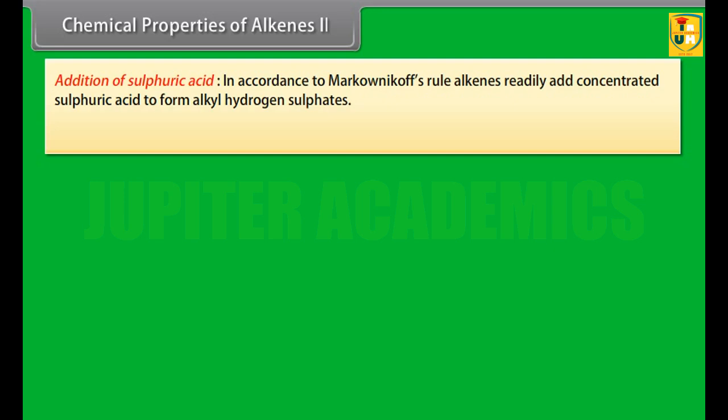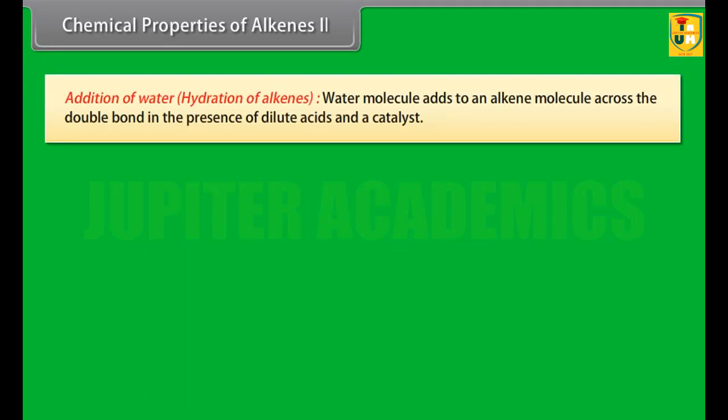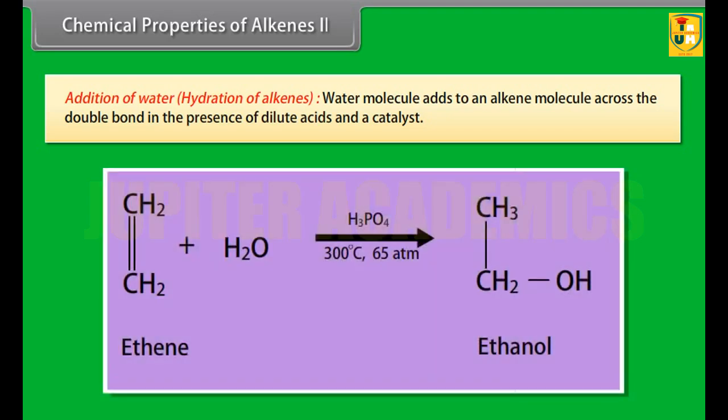For example, ethene reacts with concentrated sulfuric acid to give ethyl hydrogen sulfate. Addition of water, hydration of alkenes. Water molecules add to an alkene molecule across the double bond in the presence of dilute acid and a catalyst. For example, ethene gives ethanol when a mixture of ethene and steam is passed over phosphoric acid and silica under a pressure of 65 atmospheres and at 300 degrees centigrade.